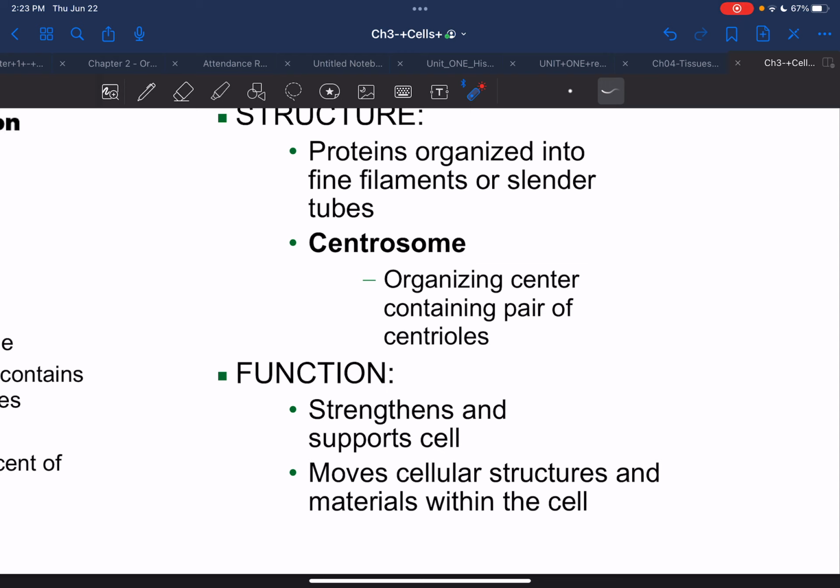In that same light, when you look at this now, centrosome.